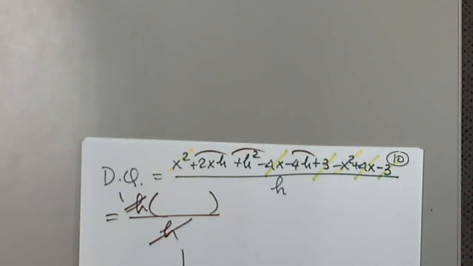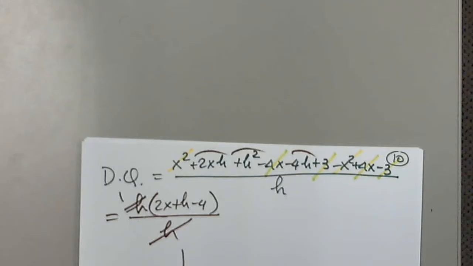3. Exactly 3. Yes. And they are 2x plus h plus 4 minus 4. Very good. Awesome. That's correct.